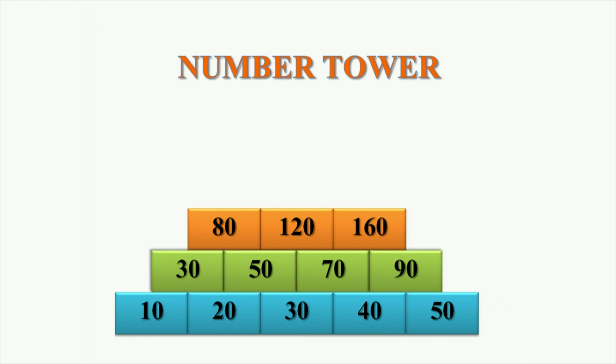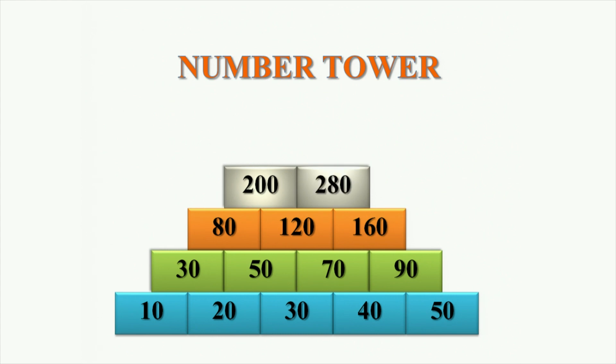Now 3 boxes are there. How many boxes will come? 2 boxes will come on this. Now when you add 80 plus 120, that is your 200, and when you add 120 plus 160, your answer will be 280. And now only one box. So that is 200 plus 280, that is your 480. So can you see?